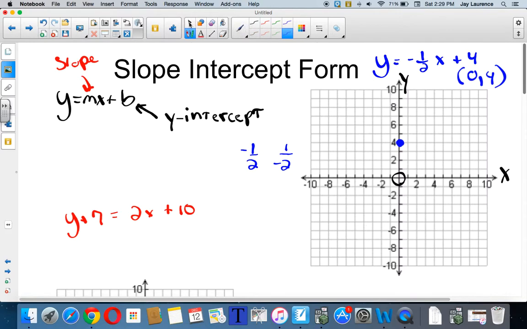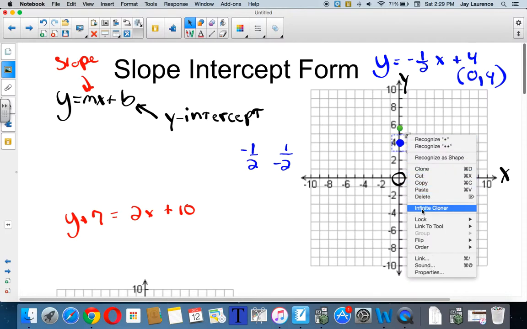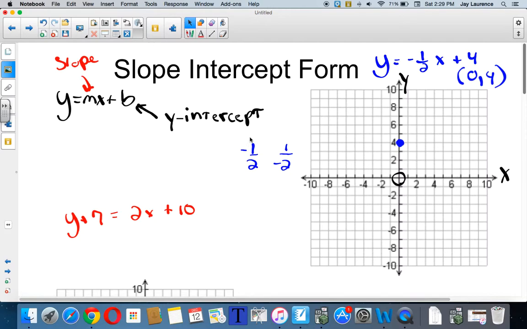So I am going to infinitely clone this. I'm going to use this first slope here, and I'm going to rise negative 1, run 2. And then from that new point, I'm going to rise negative 1 and run 2. And there you go. How about if I rise positive 1 and run backwards 2? Positive 1, back 2. Now I'm ready to draw my line.